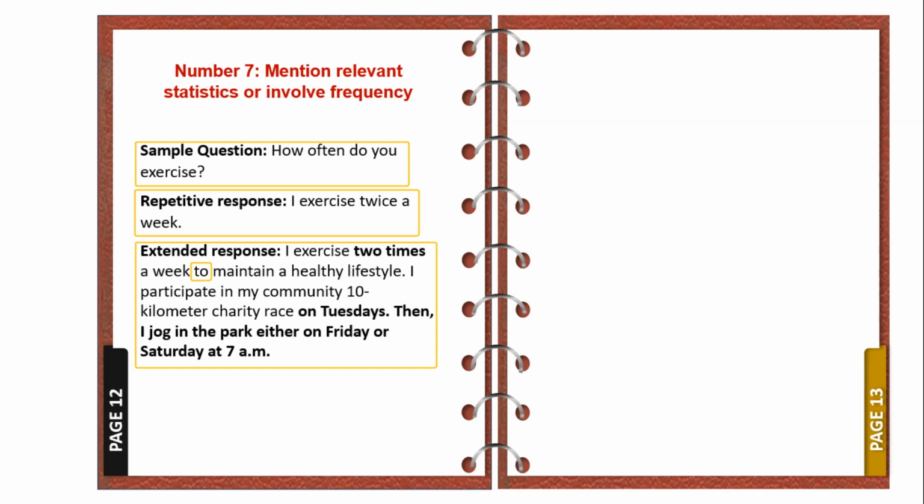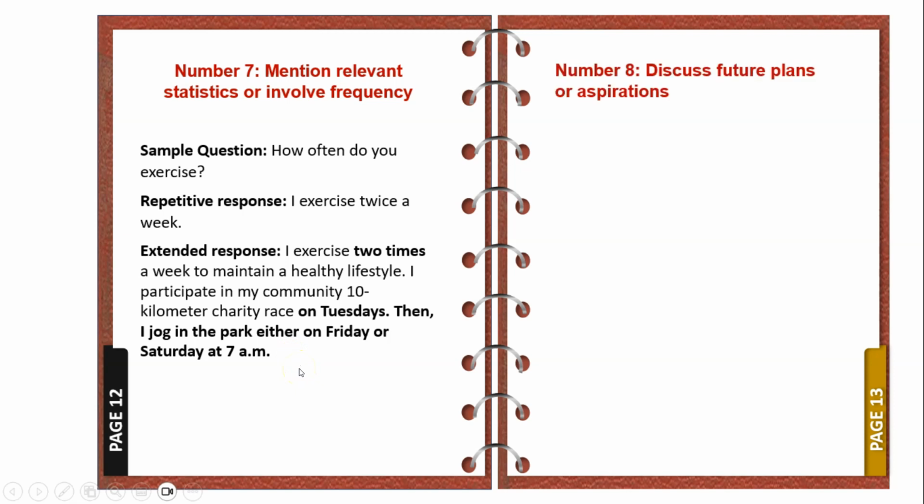Sometimes you can use a word like often, to show the number of times. 2 times, twice, thrice, once. There are other words you can use to show frequency. So these are also used. You can also use these to extend your answers. Let's go to the 8th.